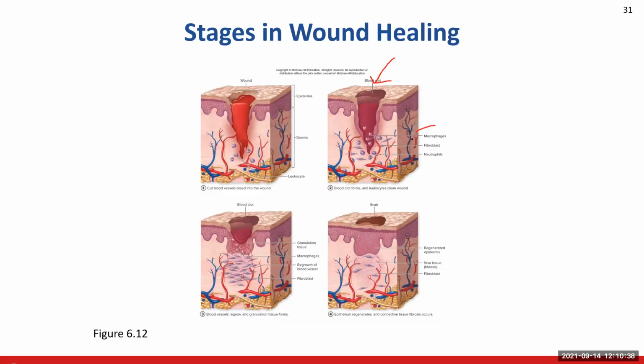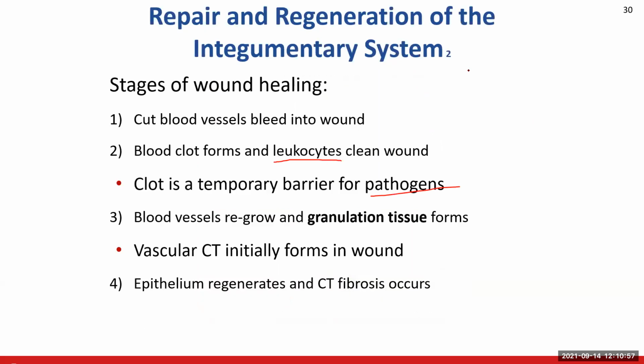And then here you can see our white blood cells, the macrophages and the neutrophils are coming in, and they're already going to work on cleaning out the wound, making sure that if any pathogens got in there, we're killing those off. And we start to get rid of the damaged dead tissue. All right, so that's the second stage.